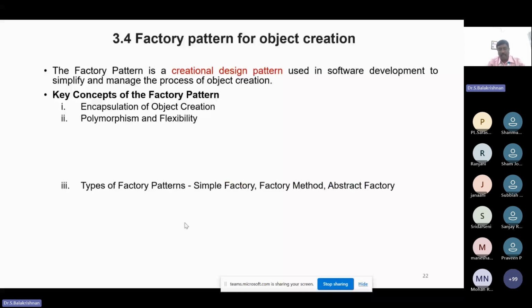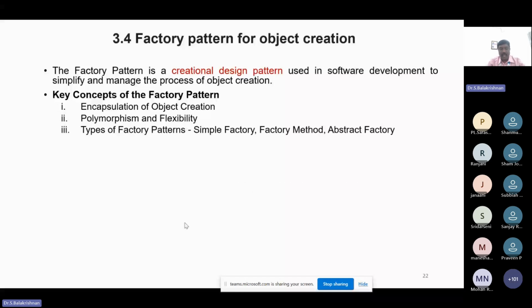And third, the types of the factory pattern. There are different types: simple factory, factory method, and abstract factory. Simple factory is nothing but a basic factory that creates the object based on the provided parameter, typically using a conditional statement. A factory method mainly defines an interface for creating the object, allowing subclasses to alter the specific type. And finally, abstract factory is a more complex factory for producing different families of related objects without specifying the concrete classes and other details like that.